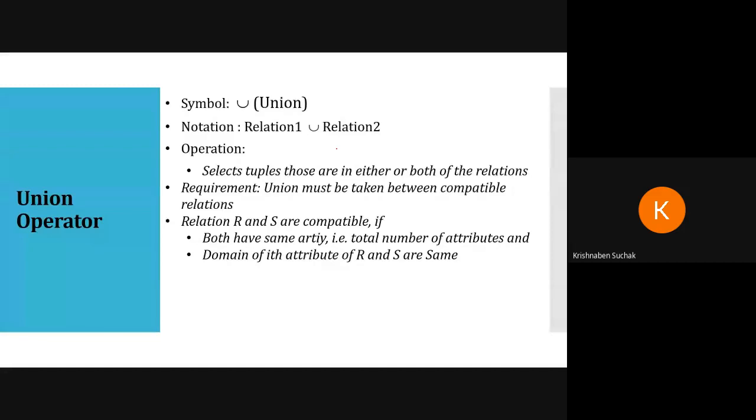The requirement is that union must be taken between compatible relations. Relations R and S are compatible if both have the same total number of attributes, or you can say total number of columns. Whenever I say attributes, you understand columns. Then the domain of the ith attribute of R and S should be the same, whatever number of attributes they have.